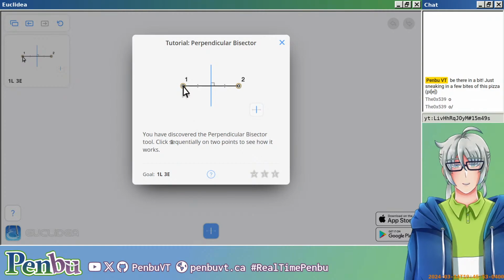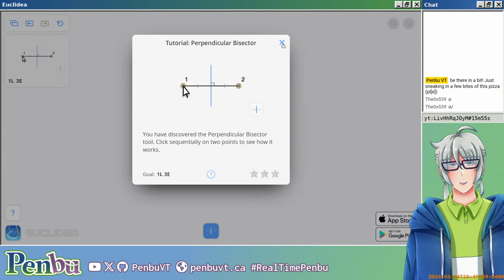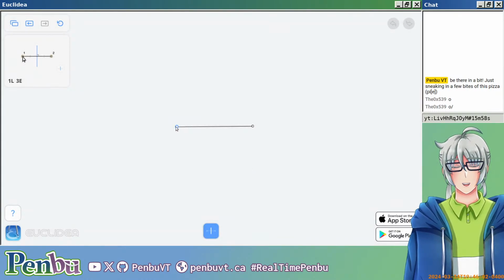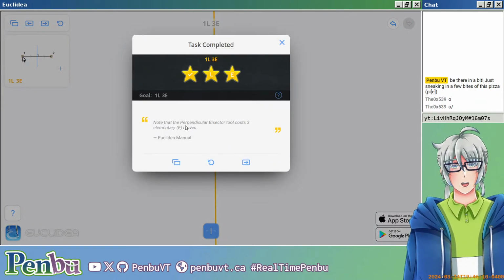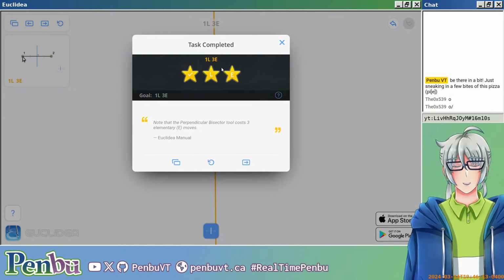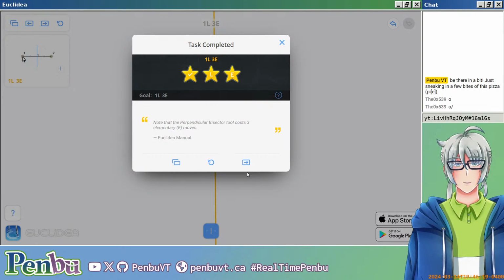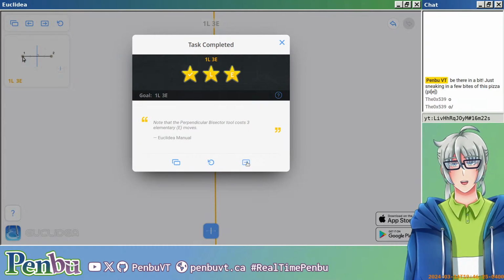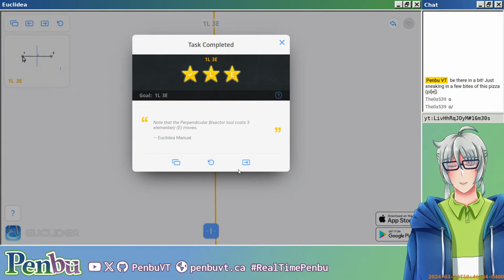Tutorial Perpendicular Bisector. You have discovered the Perpendicular Bisector tool. Click sequentially on 2 points to see how it works. We will do that. We have this bisector tool here. And now we click on 2 points, and that just does that all for us. Note that the perpendicular bisector tool costs 3 elementary moves, as we had done earlier. You need 2 circles and then the line. And this actually becomes important, because there are some puzzles where you will be able to reuse certain constructions to get down lower elementary moves, but it'll use more L moves.